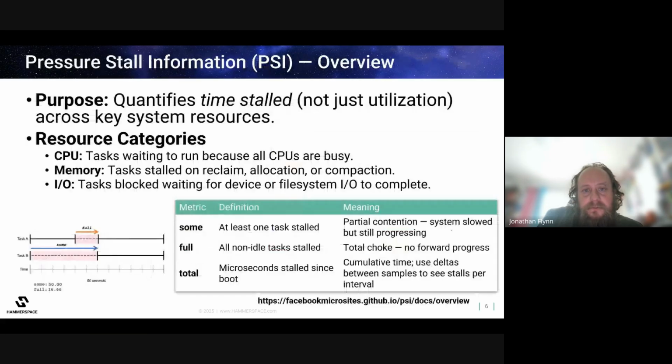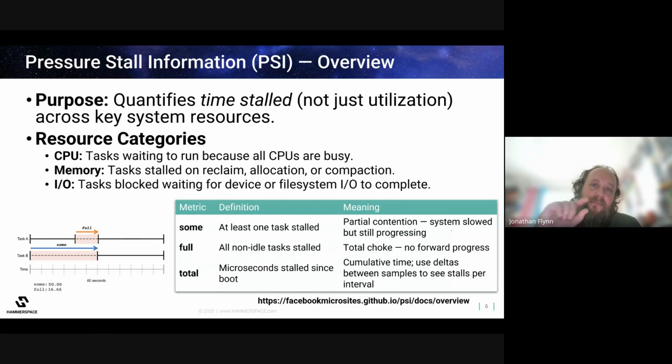So just really quick before we jump into a more dynamic presentation, for those who aren't familiar with pressure stall information, I thought it would be a good idea to cover it. The idea is it quantifies the amount of time where a thread is ready to perform a task, whether it's a memory access, I/O, or CPU, where it sits waiting for resources to become available. There are three categories that it presents: CPU, memory, as well as I/O. Those are all fairly apparent.